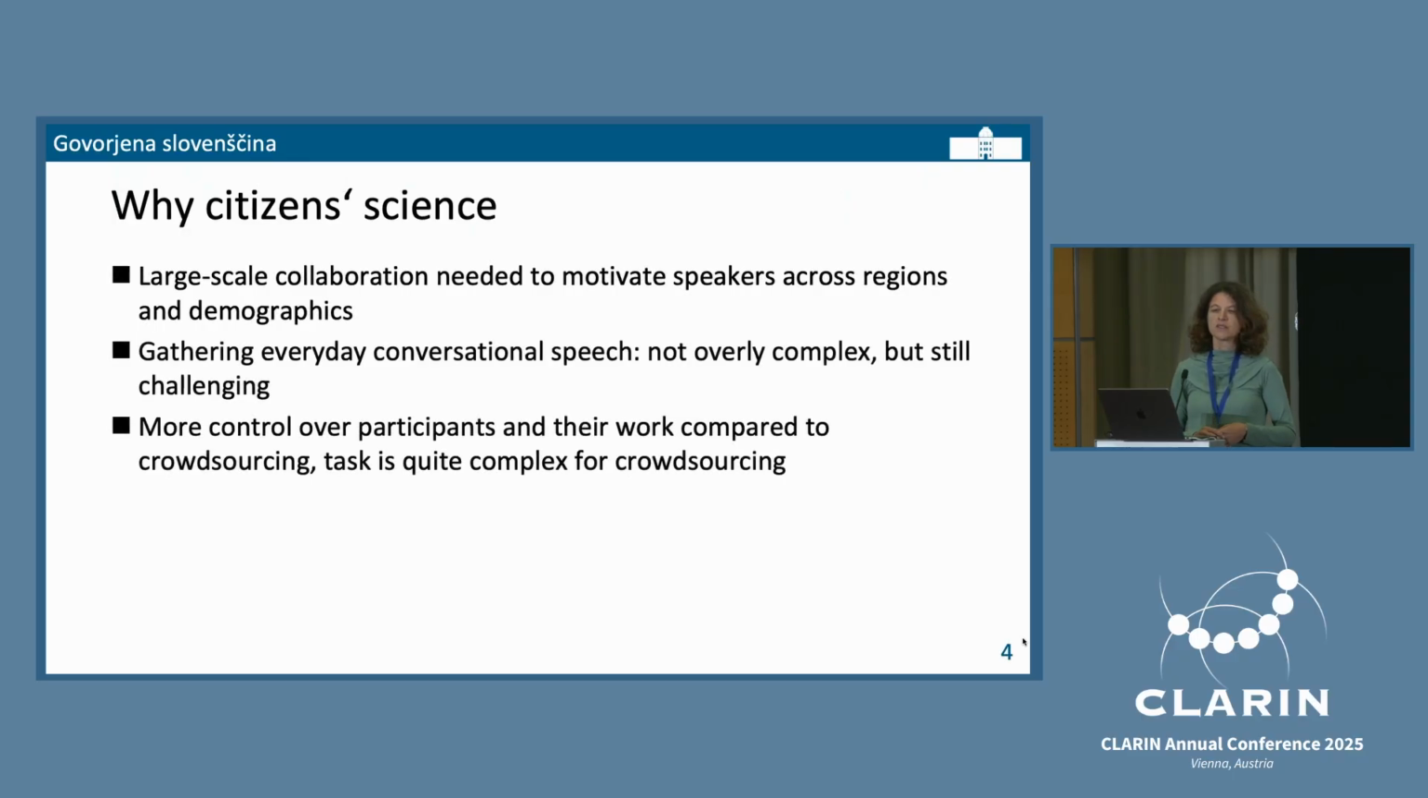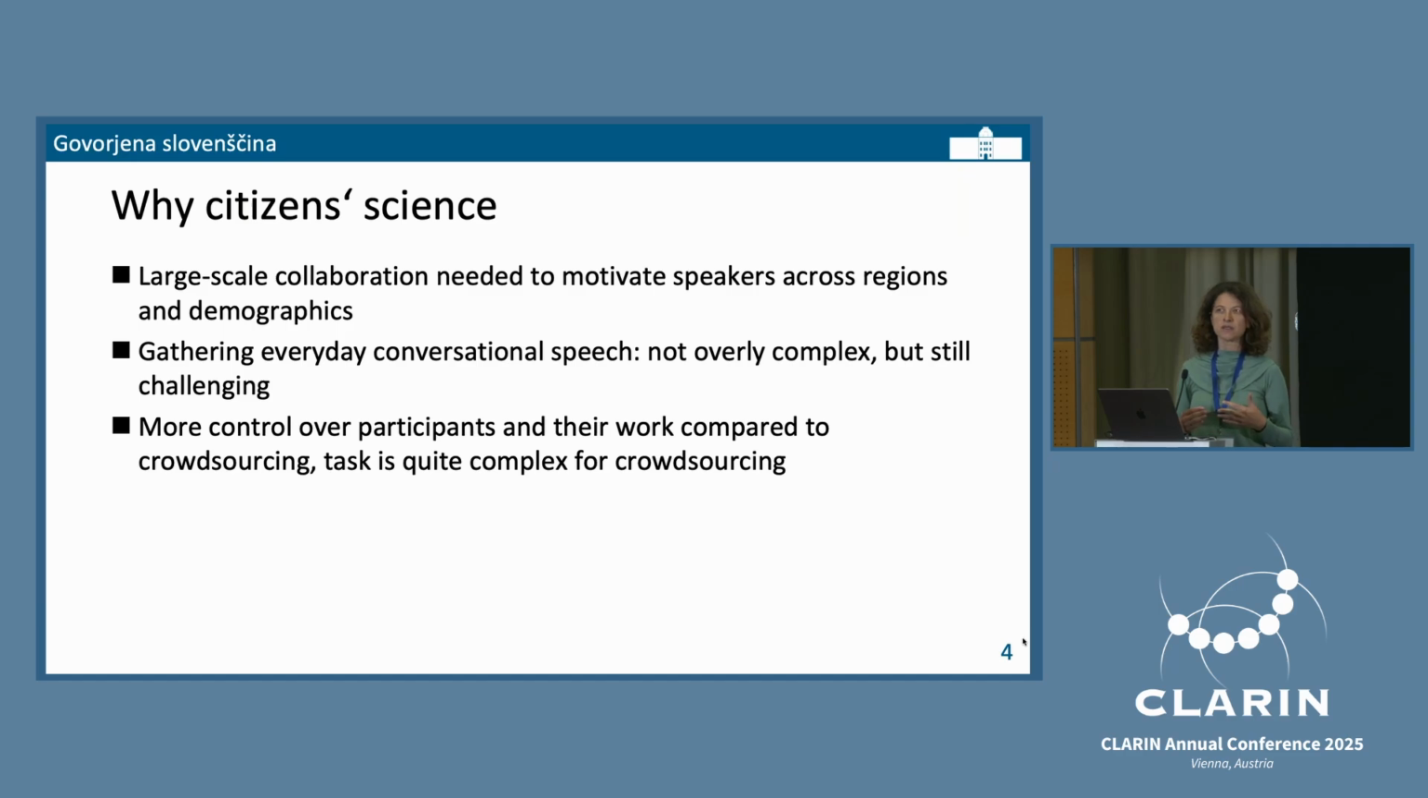So why the citizen science approach? The most important reason is that we believe that collecting everyday speech across regions and across demographics needs large-scale collaboration. This cannot be done by a single employee. Second, we believe the task of going around asking people to allow recording, doing the recording, and collecting the metadata is not overly complex, still challenging enough, so very suitable for a citizen science approach.